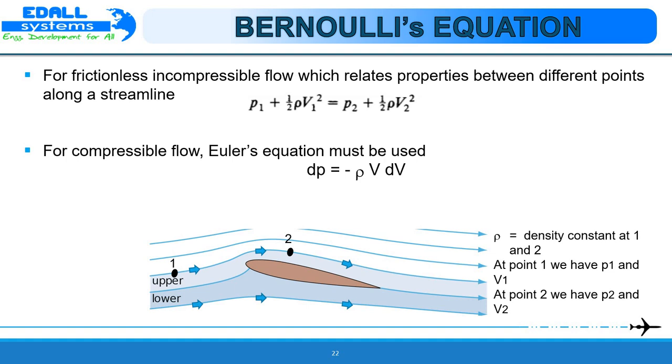Remember that the equation dp is equal to minus rho v dV, and p1 plus half rho v1 square is equal to p2 plus half rho v2 square, and the equation p plus rho v square by 2, are all dependent on F is equal to ma for a fluid flow. They are essentially Newton's second law applied to fluid dynamics.